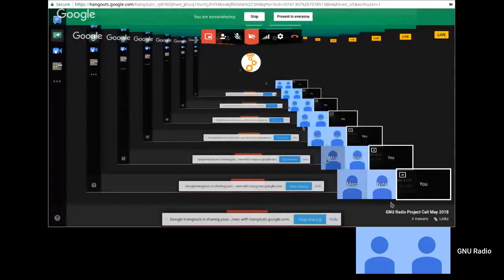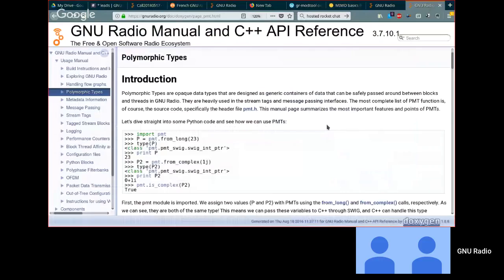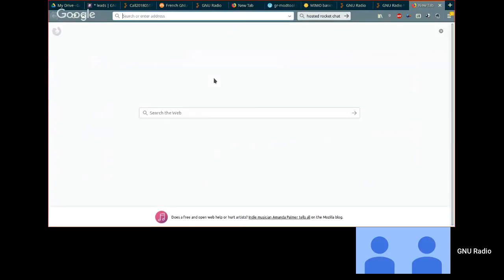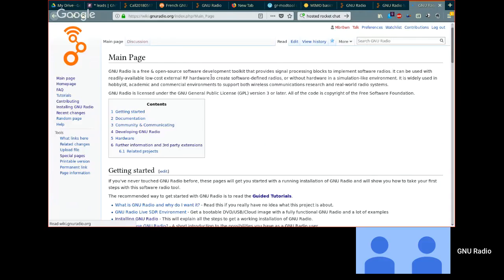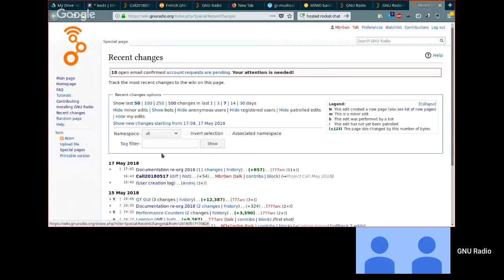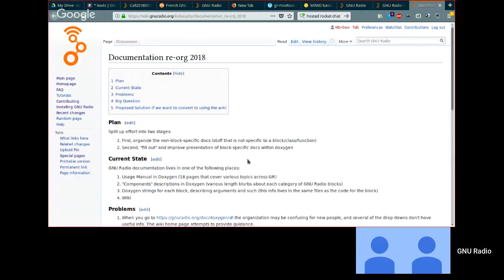So the big question is whether to keep using Doxygen and just move stuff from the wiki there, or to move it from the Doxygen usage manual to the wiki. And there's no right answer. So I definitely want to get people's input. I've created a page on the wiki about the reorganization. If you just go to recent changes, you can find it and add your comments.